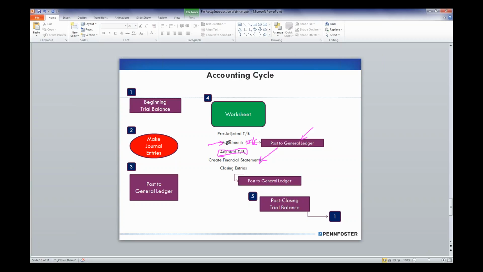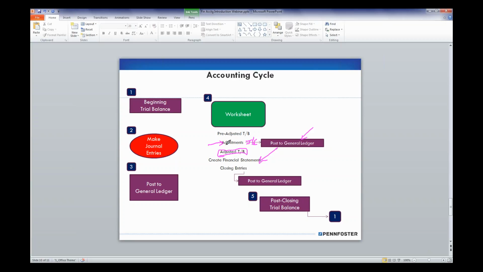Once the financial statements are created, we have to prepare our books for the next accounting period. So we have to make closing entries. Again, these are journal entries. What they do is take the balances in your revenue accounts, your expense accounts, and your dividend accounts, and move them into our retained earnings account. When we do that, that brings our accounting equation back into balance.